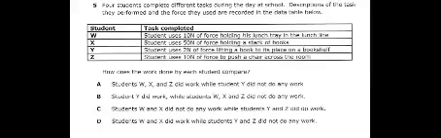B, student Y did work while students W, X, and Z did not do any work. C, student W and X did not do any work while students Y and Z did do work. D, students W and X did the work while students Y and Z did not do any work. Please pause and take a moment to think about the question before selecting an answer.